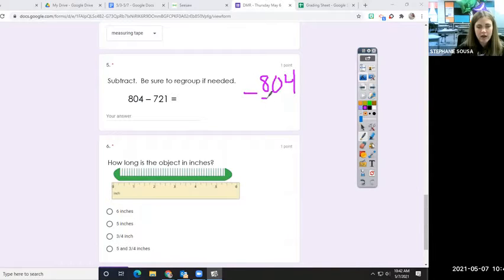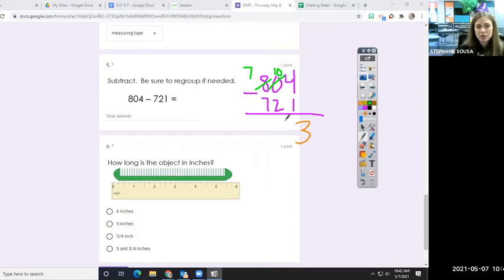804 subtract 721. 4 subtract 1 is equal to 3. 0 subtract 2 is impossible. So I'm going to go regroup. I'm going to borrow 100, and that's going to become 10 tens.